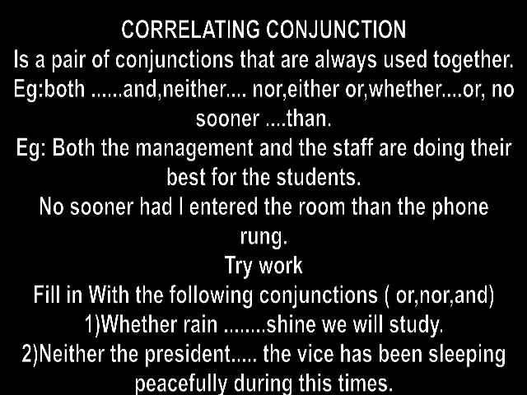Here too, we are talking about correlating conjunctions. So and is not possible here. So we will take or for the answer. Whether rain or shine, we will study.